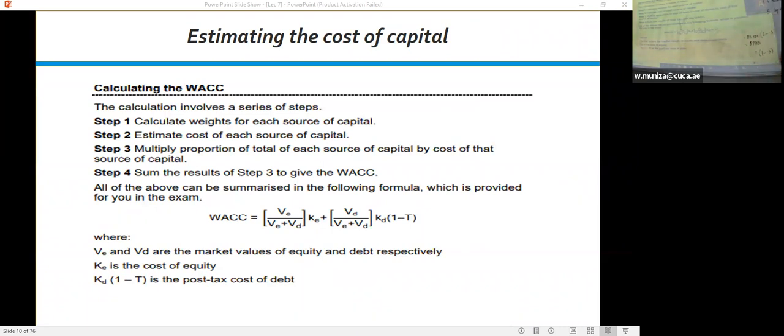So to calculate the weighted average cost of capital, we have told you the steps. The first step is to calculate the weight for each source of capital, then estimate the cost of each source of capital, then multiply the proportion of total of each source of capital by the cost of that source of capital, then sum the results of step three to give the WACC. All of the above can be summarized in the following formula, which is provided for you in the exam. So in order to calculate weighted average cost of capital, you will be applying this formula. Step by step, we are going to see how we can apply this formula.